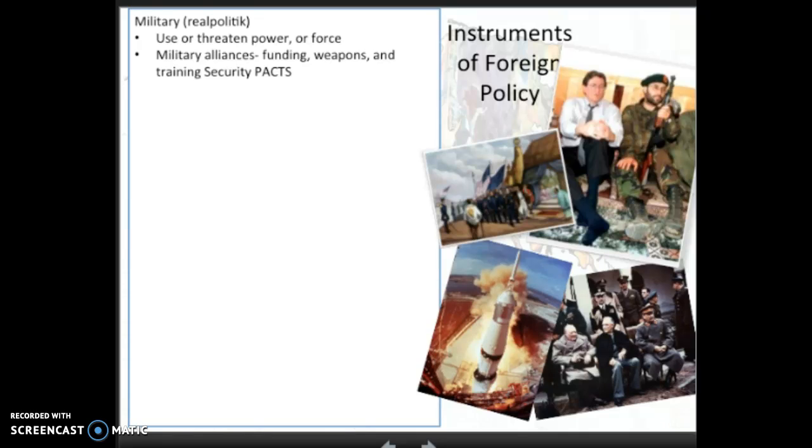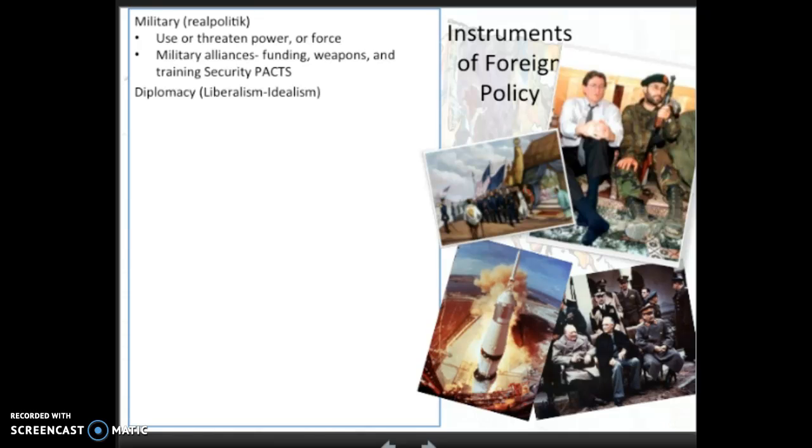Military alliances is part of this. Like, so you can fund certain militaries. Like, we would fund the Egyptian military to try to balance power in the Middle East. You can provide militaries with weapons, you can train them, and you can enter into security pacts like NATO. All right, diplomacy.